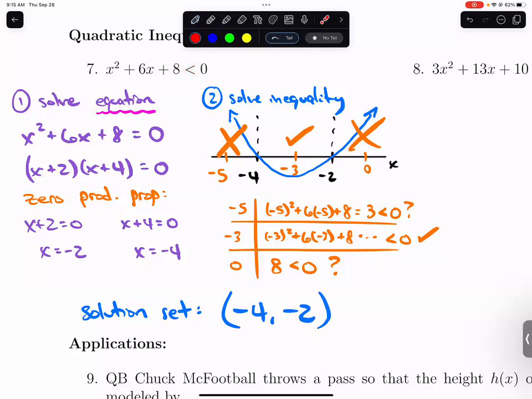Okay, so what about this is different than the absolute value inequality problem that you did on the test a week ago?